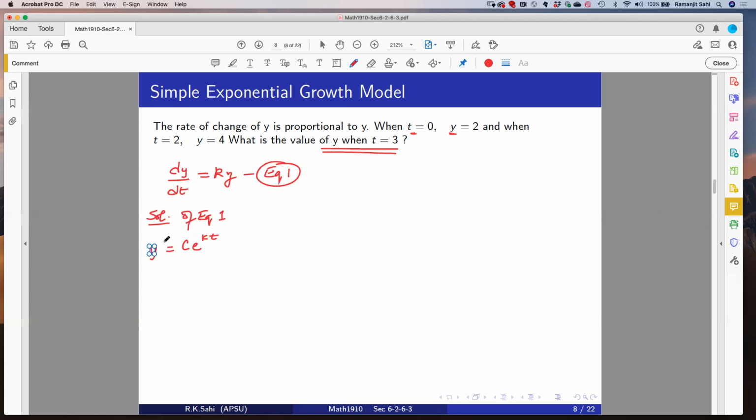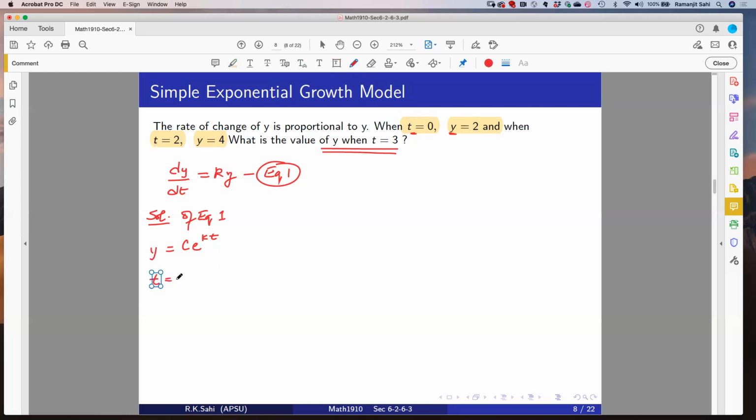Now, to do all of that, notice we need to find our c and we need to find k. To answer the question of the value at t equals 3, we need to find c and k. These are two constants. If there are two constants in an equation, we need two conditions given to us. So one condition is this, and the other condition is when t is 2, y is 4. Let's start with the first one.